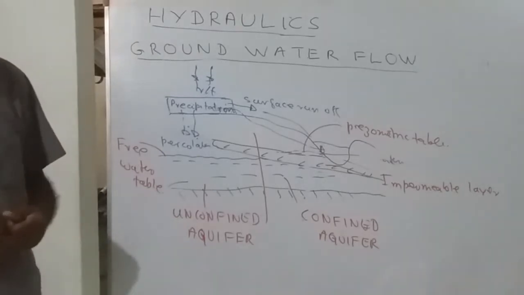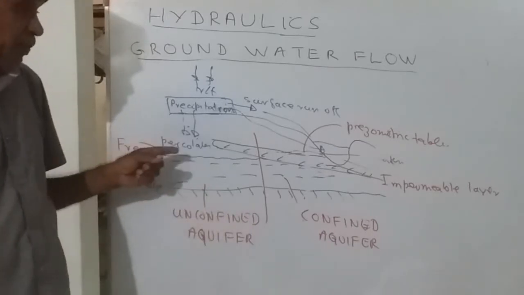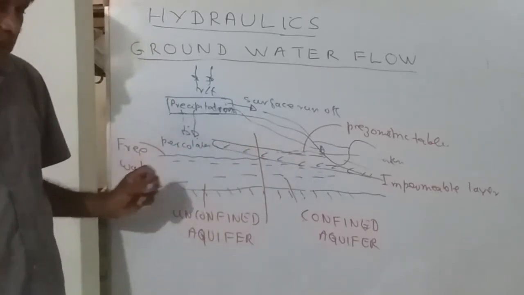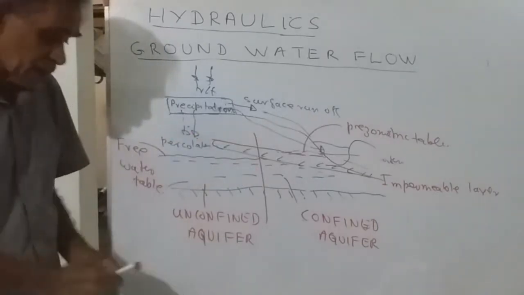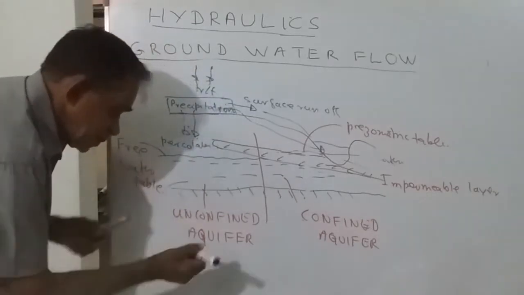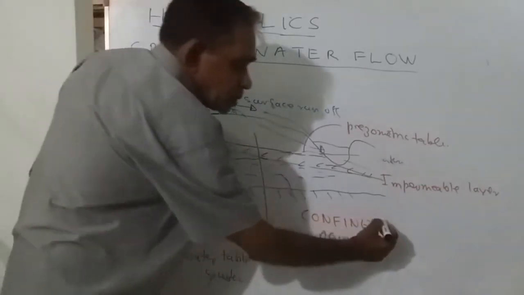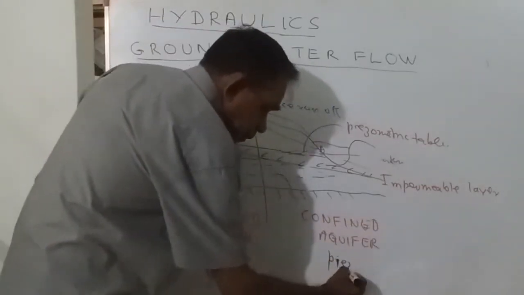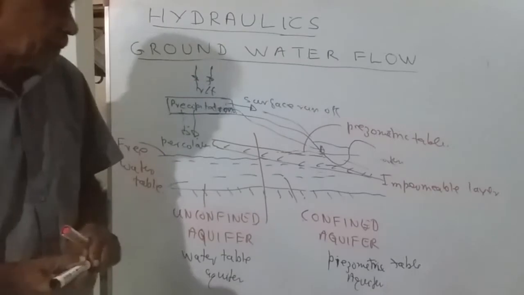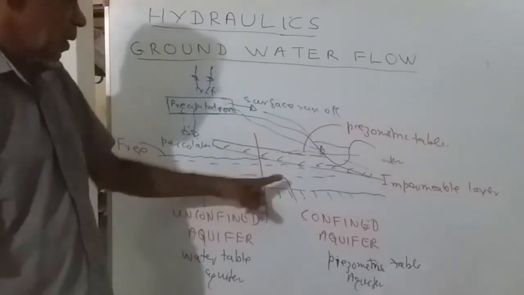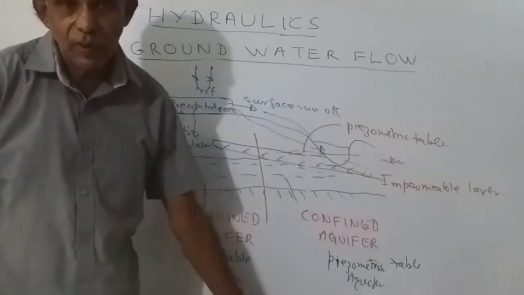So by this time you are learning these two types of aquifers, the confined aquifer and unconfined aquifer, and the piezometric table and water table. These two are given these names. This is also named the water table aquifer. This is known as the piezometric table aquifer. So you can see that there are two types of aquifers: confined aquifer and unconfined aquifer.